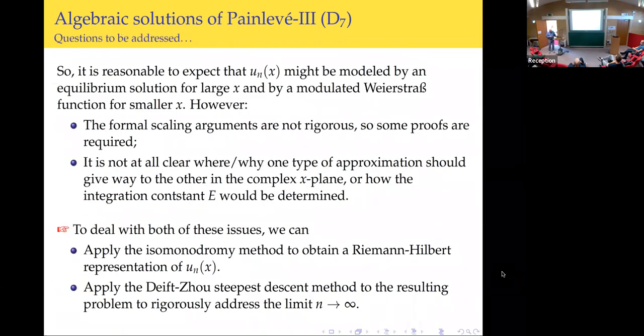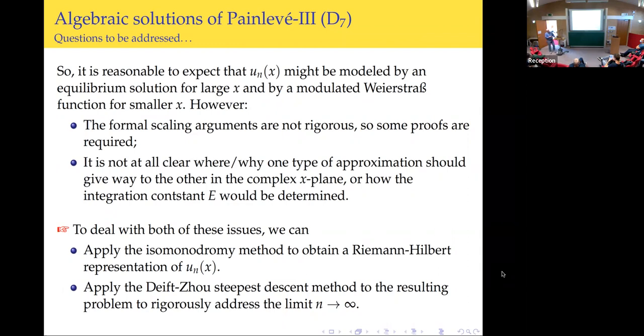So maybe if you think about that and we think about the bow tie pictures, then we start getting the idea that maybe this function u_n(x) might be modeled by an equilibrium solution for x being large, where the equilibrium is matching the known asymptotic for large x. And it might be approximated by some kind of modulated Weierstrass function for smaller x.